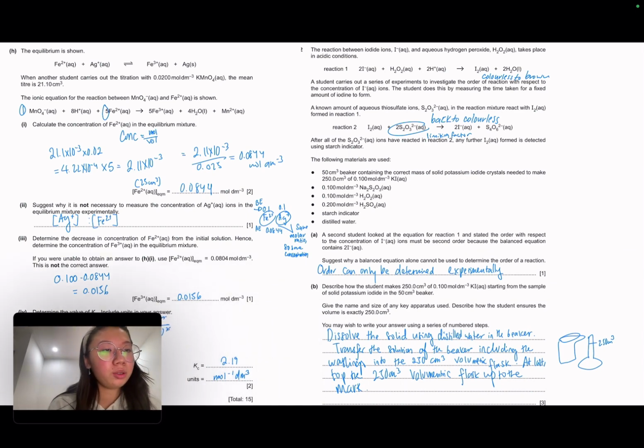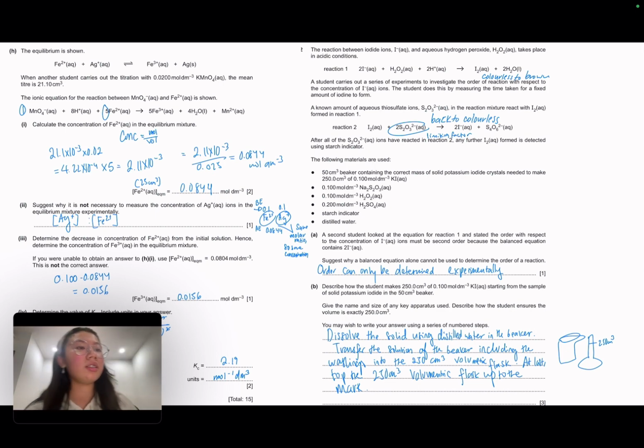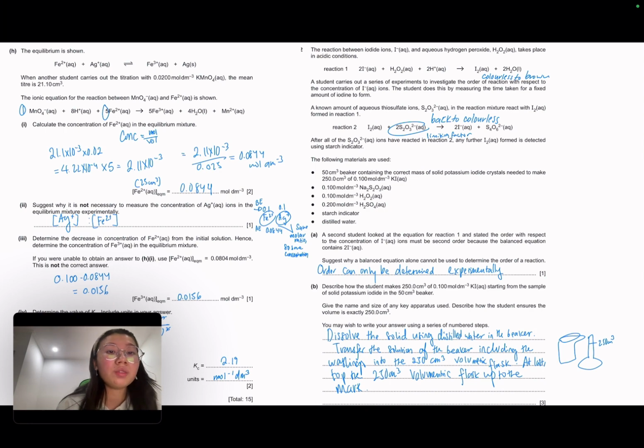Describe how the student makes 250 cm³ of 0.1 mol/dm³ KI, starting from the sample of solid potassium iodide in the 50 cm³ beaker. Give the name and size of any key apparatus used and describe how the student ensures the volume is exactly 250 cm³. Alright, okay, so first things first, this is fairly simple. It's a very easy question to score marks at, so like free 3 marks.